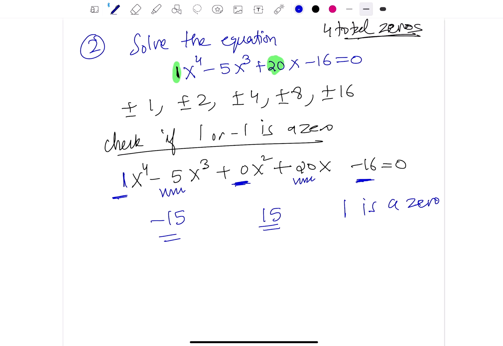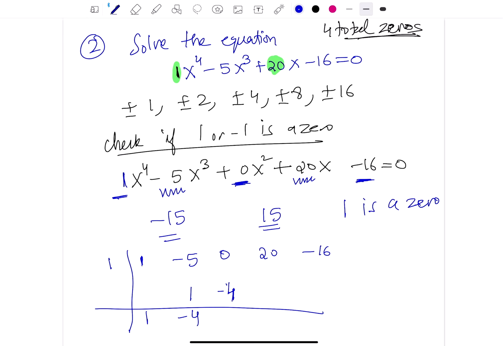So let's go ahead and do synthetic division with 1. Then I would be down to a third degree polynomial. When we do synthetic division, do not forget to include zeros for the missing powers. 0, 20, negative 16. 1, negative 4, which is negative 4 here. And that's negative 4 again. Negative 4 is 16, 16, 0. Now I have a cubic polynomial in this case.